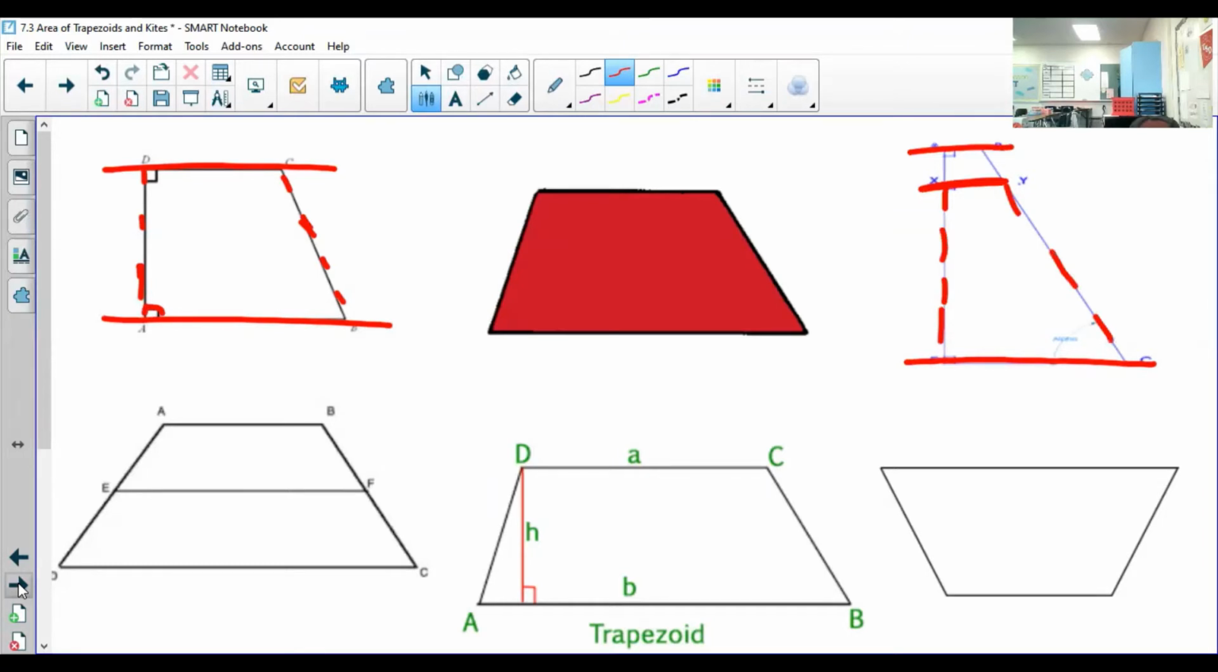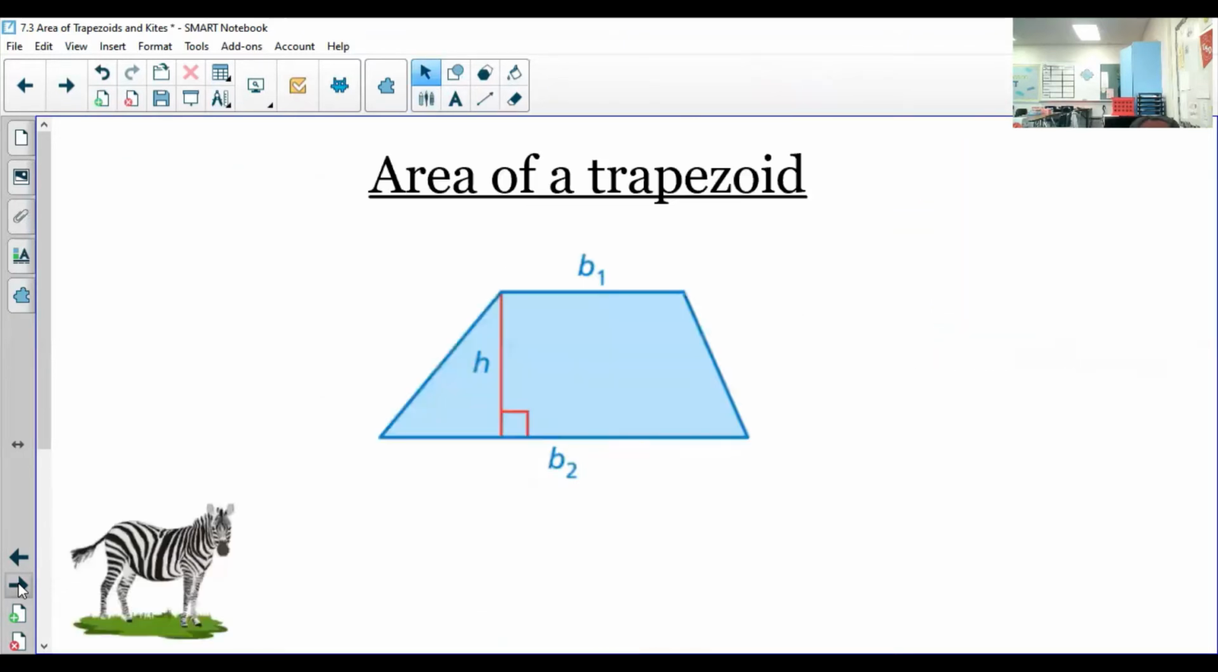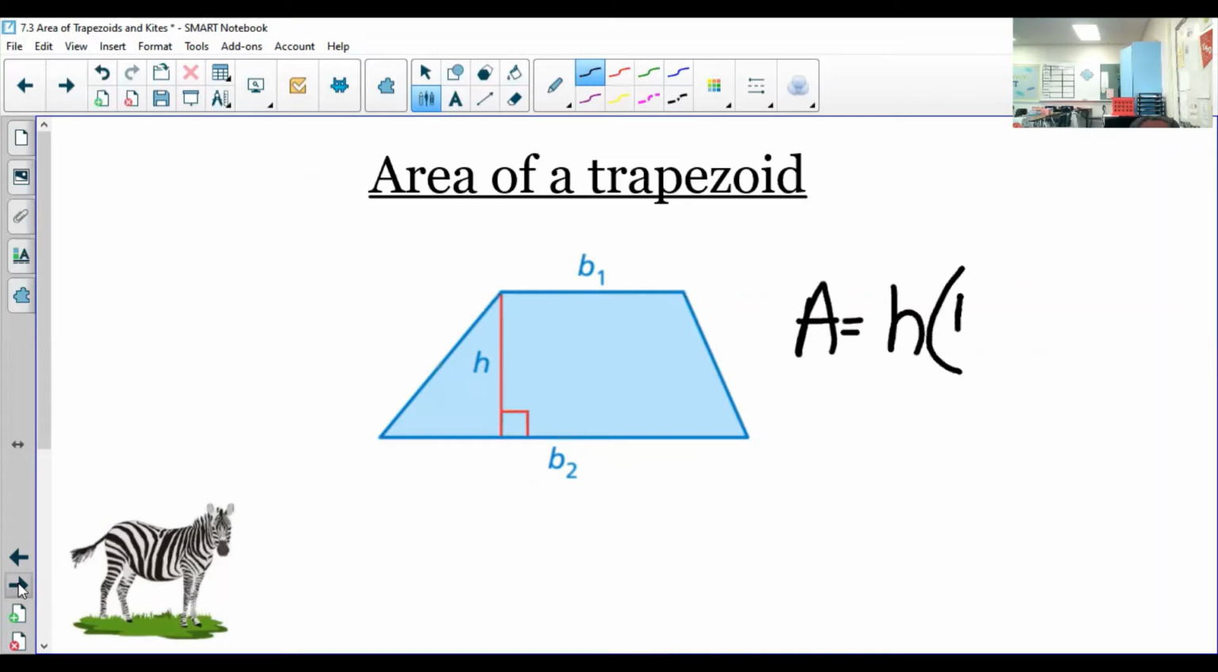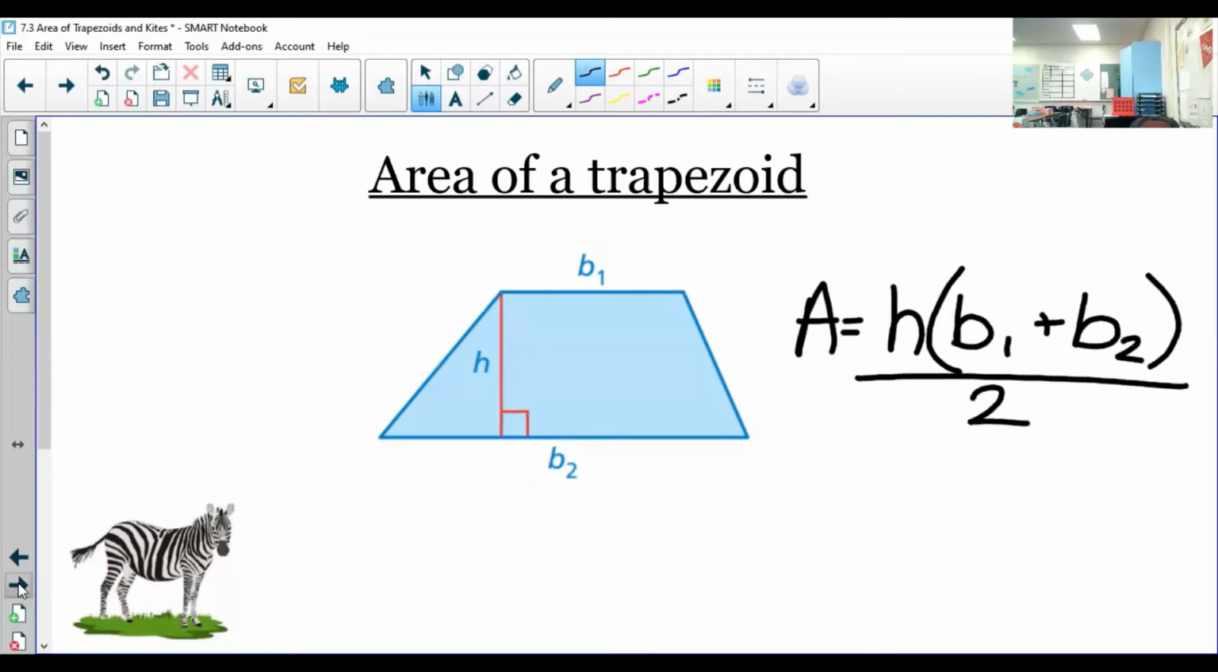And let's think about what the area is actually going to be. So we've done formulas for parallelogram and triangle. So I'm going to have a formula for trapezoid as well. Here it is. You're going to find the area. You're going to take the height times B1 plus B2, and then you're going to divide all of that by 2. Okay, no freaking out. Let me walk you through it step by step.